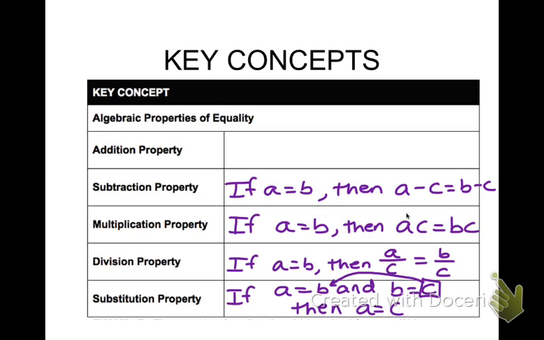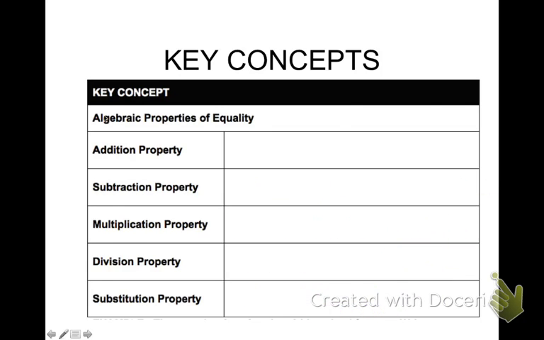Okay, substitution. Addition property, subtraction property, multiplication property, and division property all either have equality or congruence depending on what the symbol is. A substitution property only works when it is an equation, so when there is an equal sign. You cannot do substitution when there's congruent symbols. Okay? All right, so let's see if we remember how to solve equations.